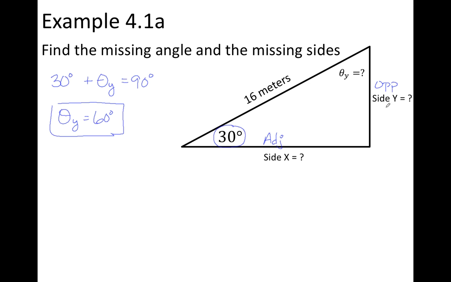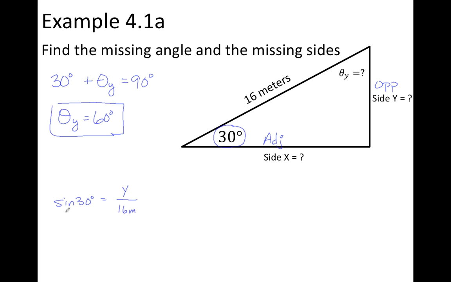So I'll start off by solving for side y. Side y is opposite to the angle I'm working with. And the 16 meters is the length of the hypotenuse. So I want to select the trig function that relates the opposite side to the hypotenuse, and that's sine. So I can write the sine of 30 degrees is equal to my unknown side, which is side y, over the hypotenuse, which I know is 16 meters.